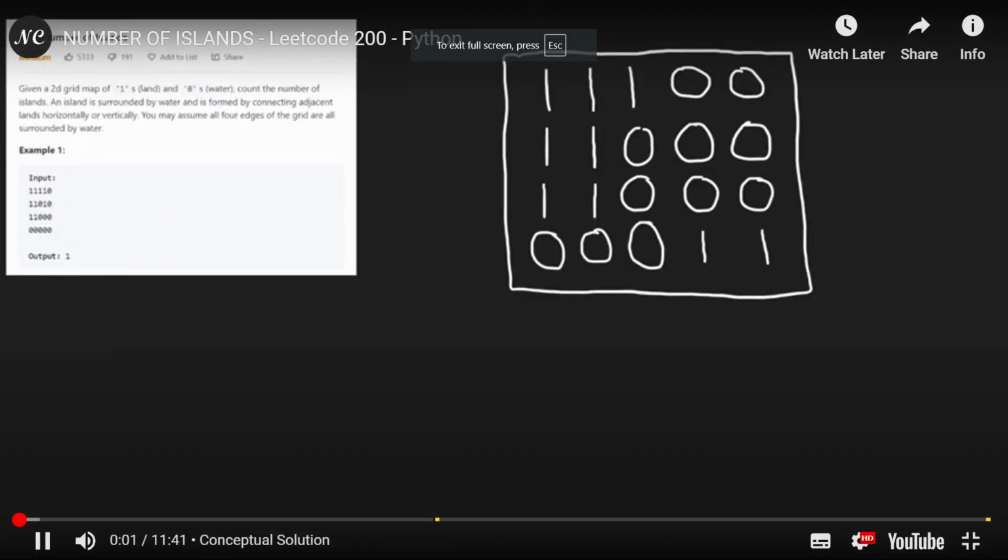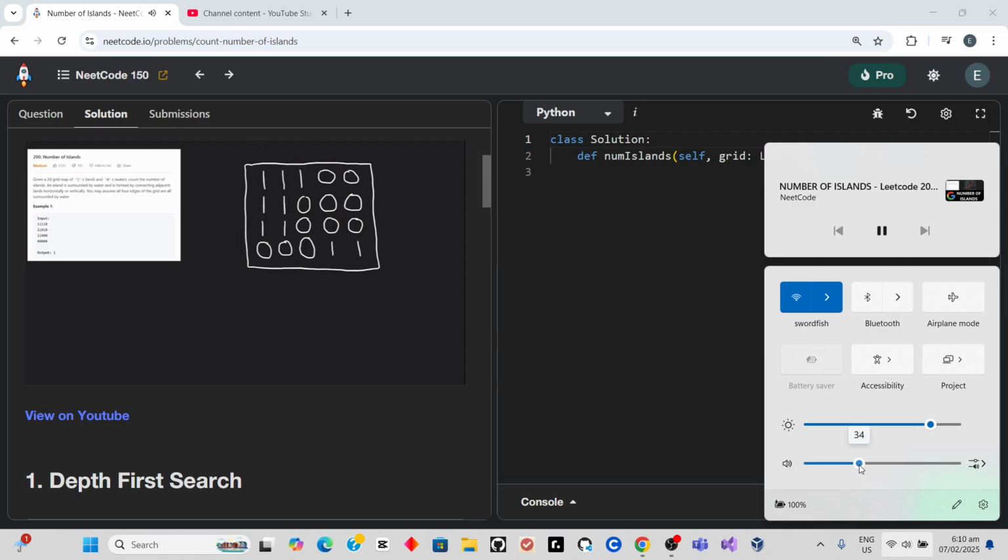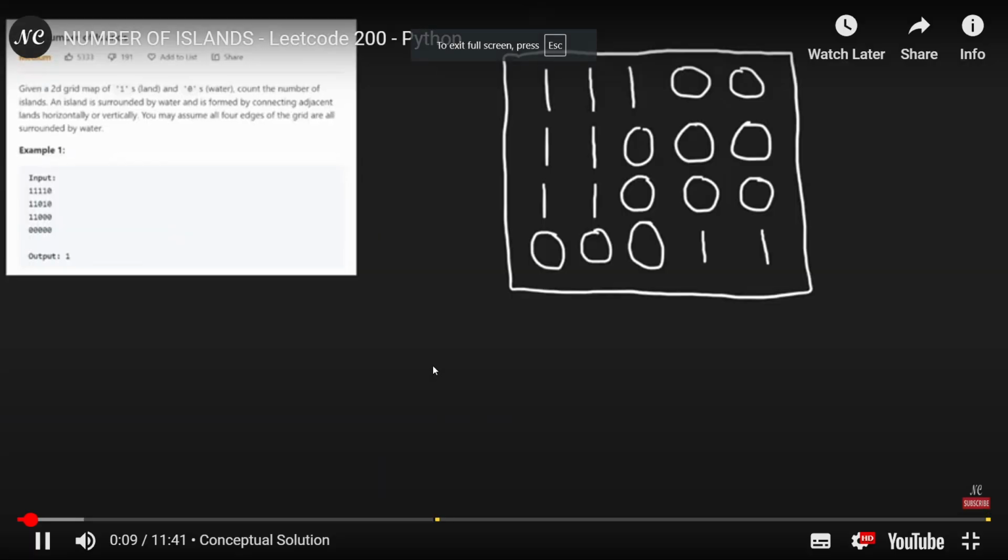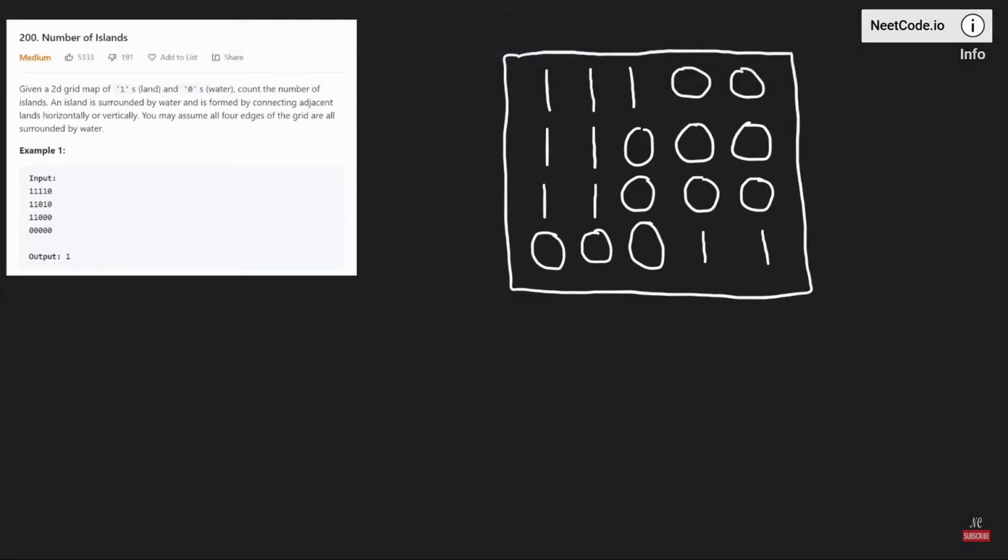Let's solve LeetCode 200, Number of Islands. This is actually one of my favorite problems because I feel like a lot of graph problems build upon this one, and you can learn a lot from just this one problem. It's also a really popular interview question. A lot of big tech companies, including Google and Uber, ask it, so it's a good, common question to understand.